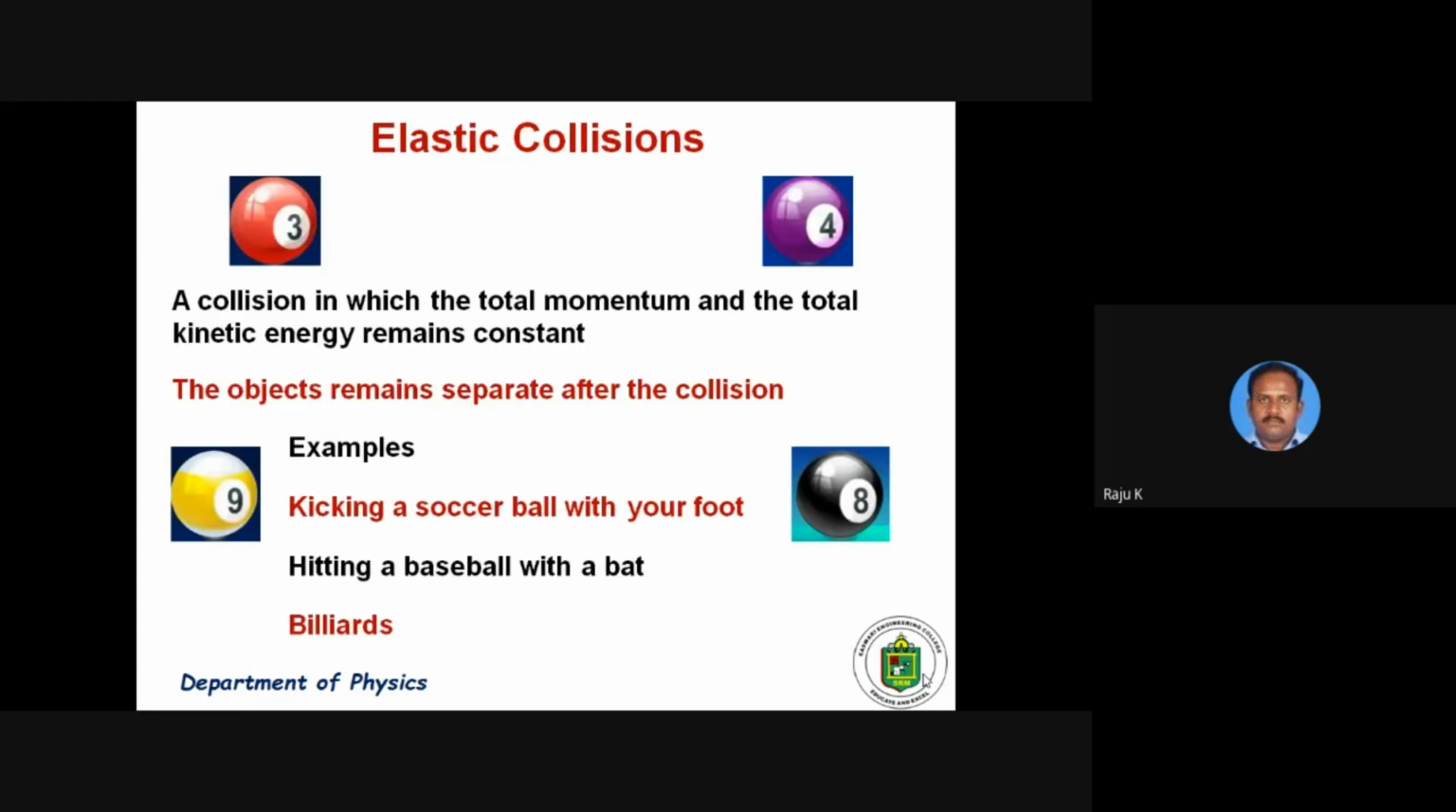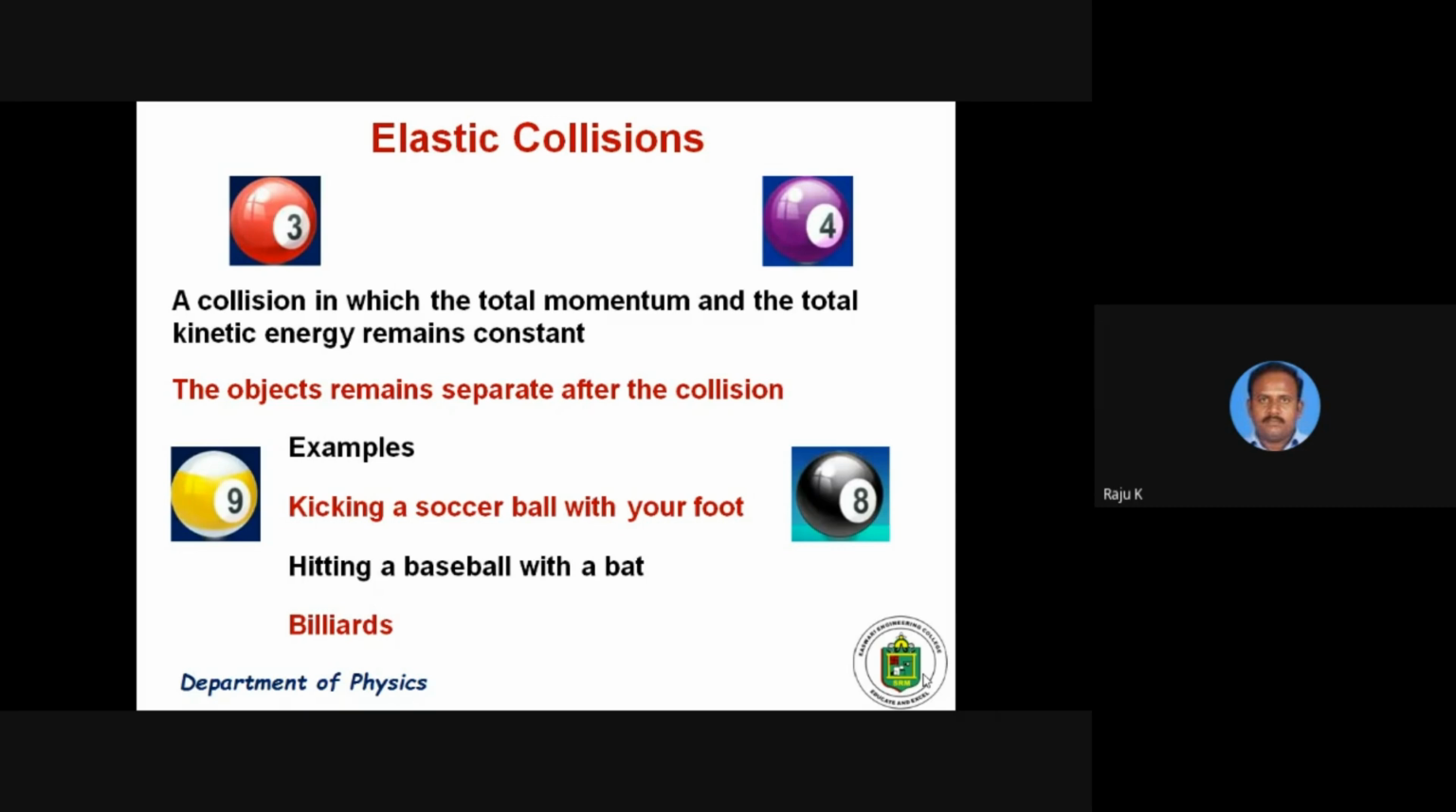Now, we are going to have collisions as elastic collisions and inelastic collisions. What is meant by an elastic collision? In an elastic collision, the total momentum and the total kinetic energy both remain constant. The objects can be kept separated after the collision. So they will collide, and after the collision process, the objects remain separate.